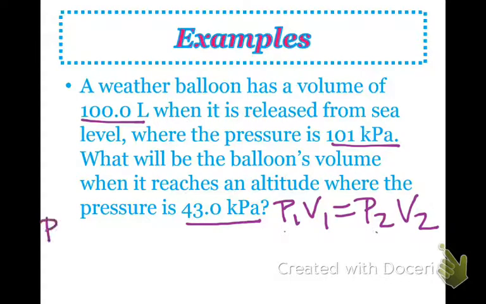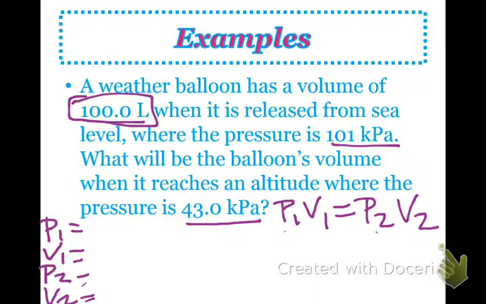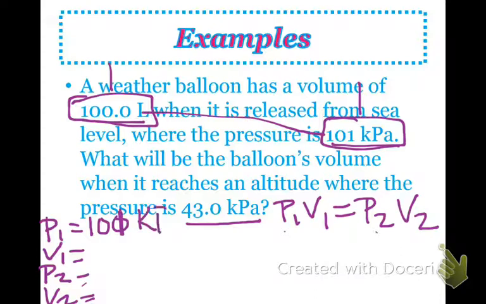So for this one, P1V1, P2V2. Okay, so let's talk about this. Notice we have this balloon at 100 and its pressure is 101. These two things are linked. So if they're linked, that means that they go together in the problem. So I'm just going to make those the one values. So the pressure is 101 kilopascals, and the volume is 100.0 liters.